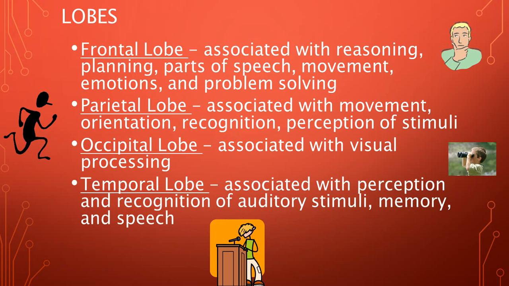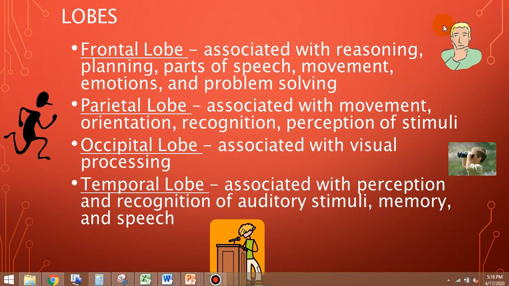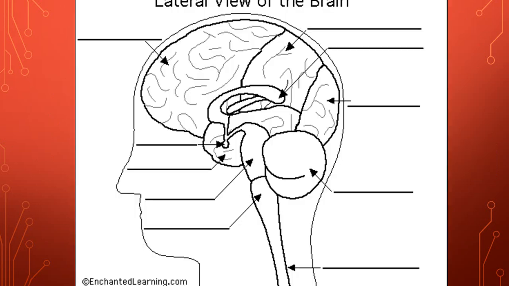Our occipital lobe, I talked about visual processing and memory. And our temporal lobe, like I said, the perception, recognition of auditory, that's hearing the words I'm saying, memory, remembering what words mean, and then speech and putting speech together there as well. We have some specialized areas called the Wernicke's area and the, what's the other one called? Yeah, Broca's area.